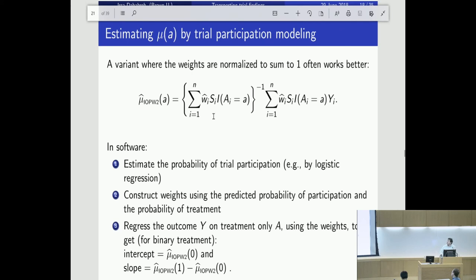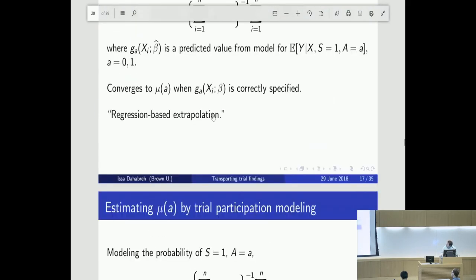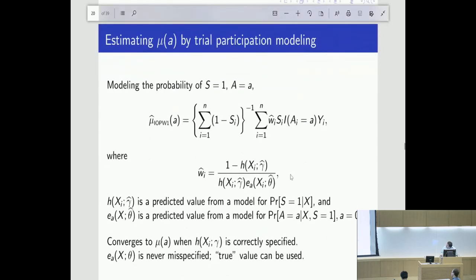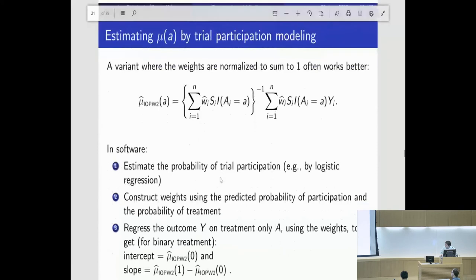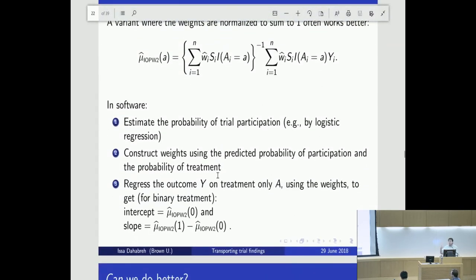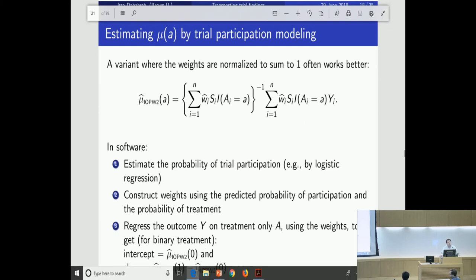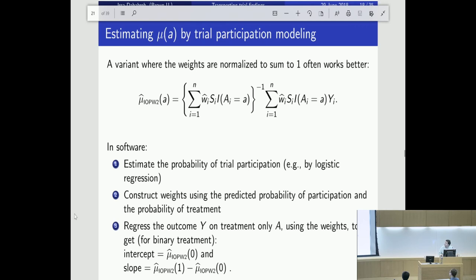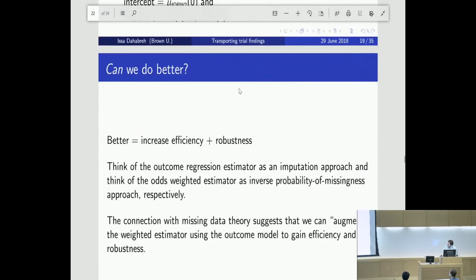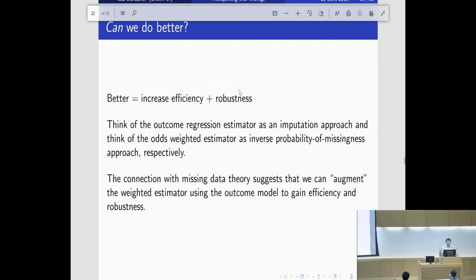Okay. What's nice about this is there is a way to implement this on the computer with almost zero programming. Basically, you get the weights like I showed you here, which is just by logistic regression if you use parametric models. And then you run a regression of y on a using those weights only for the people in the trial. It just happens that's how regression works on the computer. The intercept that this weighted regression will spit out is the mu zero version of this, and the slope is the difference of mu one and mu zero. So if you just sum the intercept and the slope, you get mu one, okay? I think this is very convenient if people want to use IP weighting, inverse odds of participation weighting, for transportability, okay?